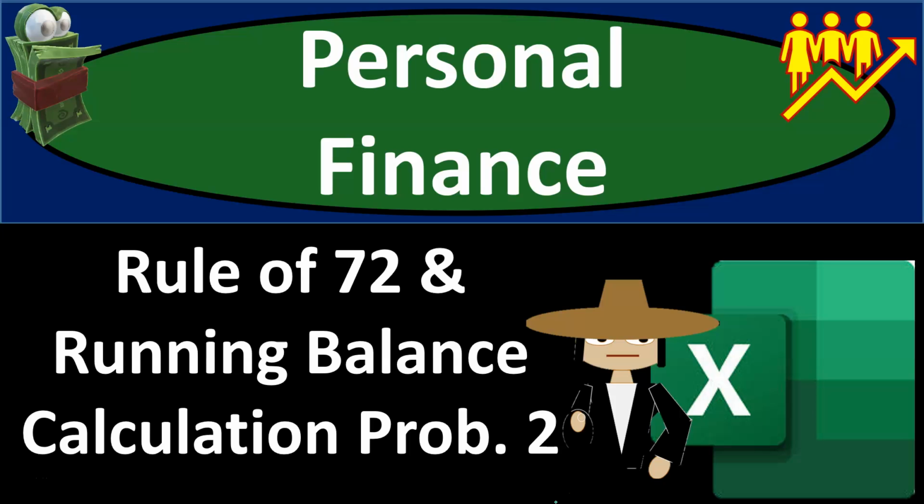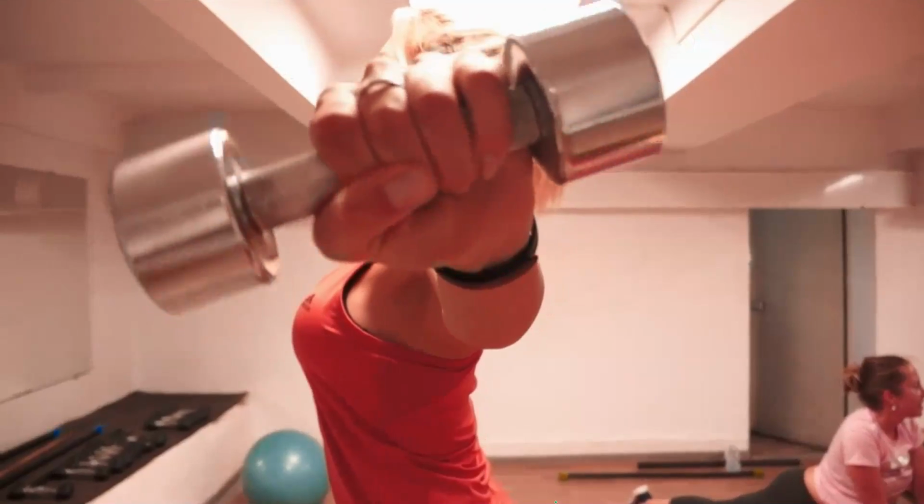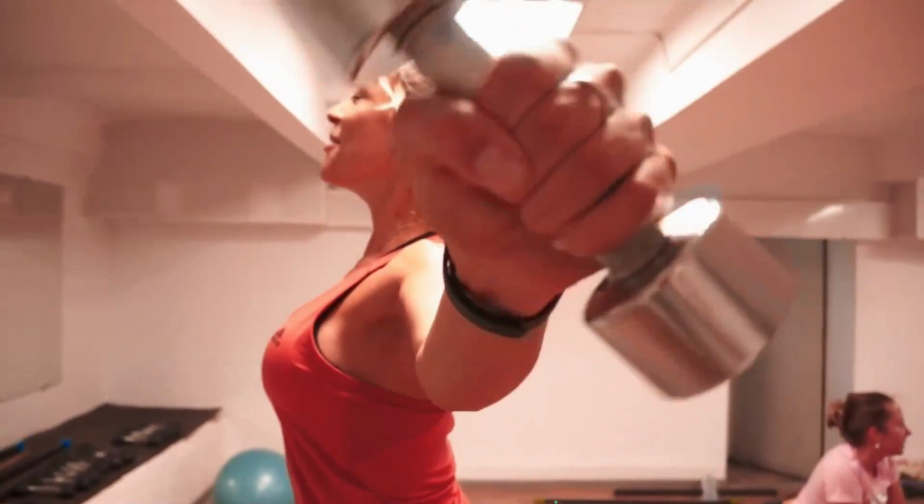Personal finance practice problem using Excel. Rule of 72 and running balance calculation problem number 2. Prepare to get financially fit by practicing personal finance.